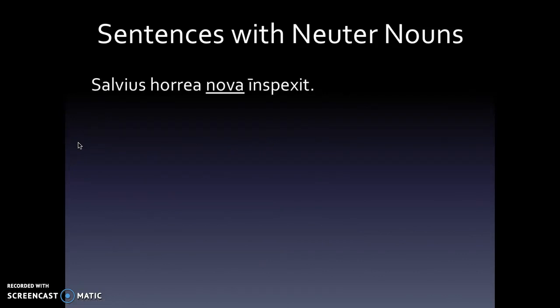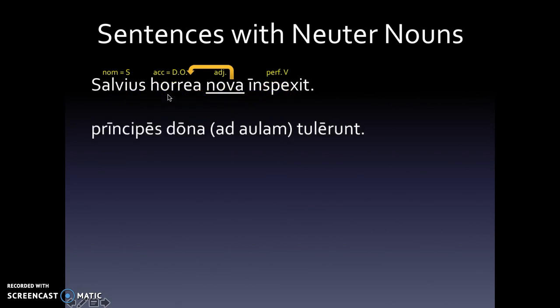All right, so our first sentence, Salvius horea noua. Noua is an adjective. Remember, adjectives have to match in case, number, and gender, all three. Therefore, it's going with horea. So now we have three words left to identify: Salvius, horea, and inspexit. Salvius is nominative, so it's our subject. Horea is a neuter noun. It's accusative plural. That's our direct object. Inspexit is our verb. So Salvius inspected the new barns.